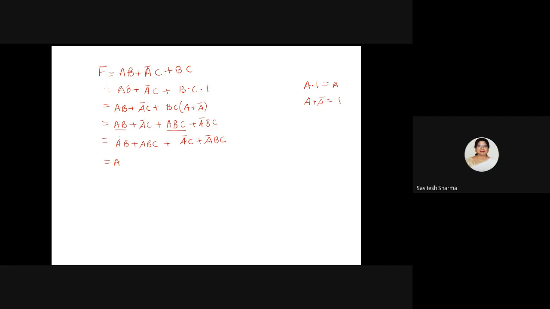Then I will take common AB. So it is 1 plus C. Here your A complement C is common, you will write here. And you know that the law 1 plus A is equal to 1. So AB dot 1 plus A complement C dot 1. Again you will apply the rule A dot 1 is equal to A. So every time please write the law.